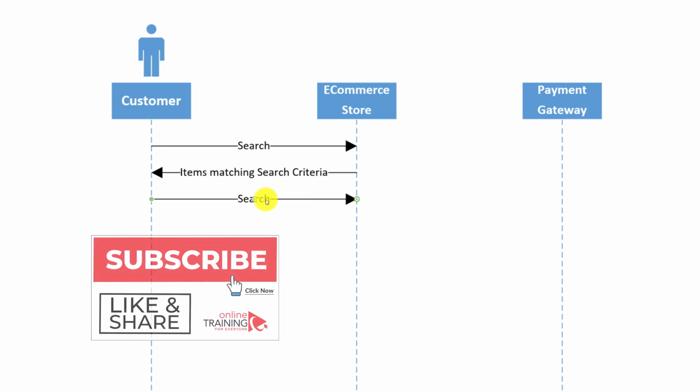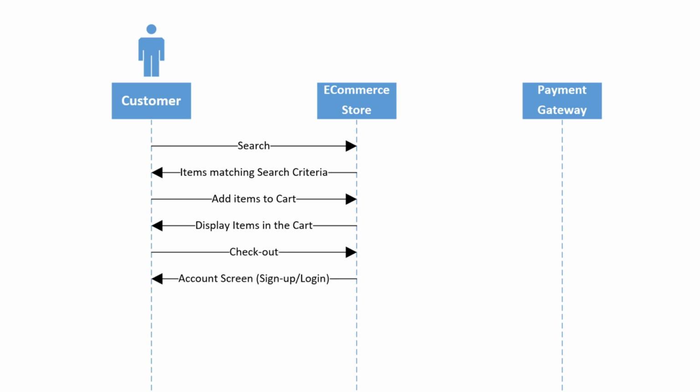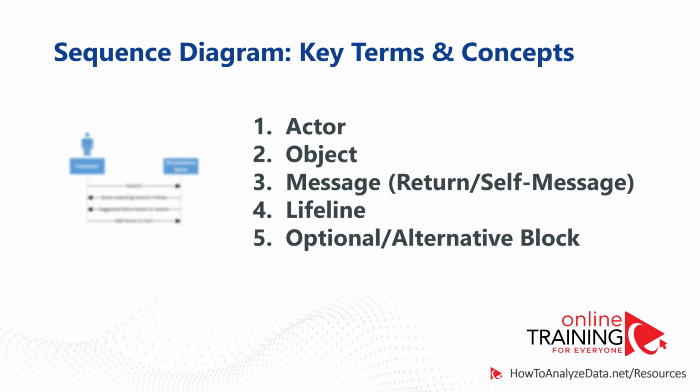Once customer reviews the items available based on the search criteria, they can add items to the cart. An e-commerce store can display items in the cart. Once all items have been added, customer can start the checkout process. At this point, they will be presented with account screen, where they can choose either to sign up with the new account or log in with the existing account.